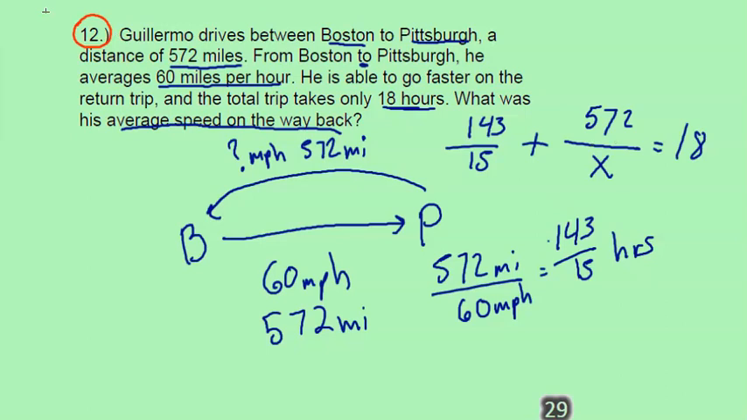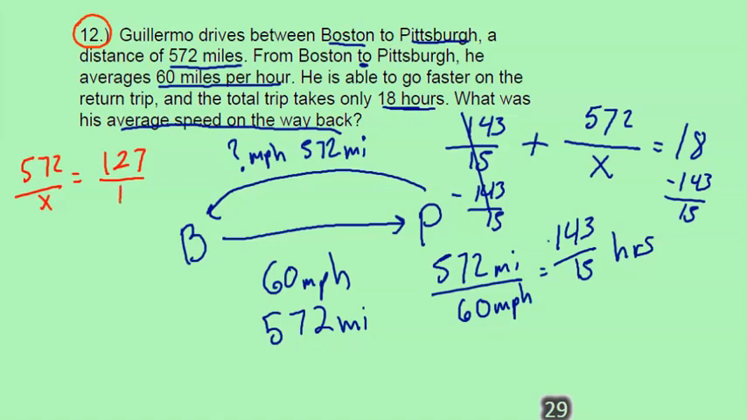So let's go ahead and solve for x. First, let's subtract 143/15 from each side. So then we have, I'll write over here in red, 572 over x equals, if we subtract those, we get 127 over 15.